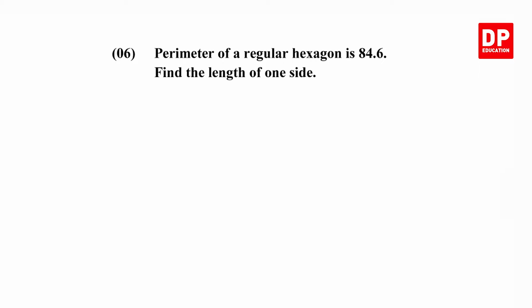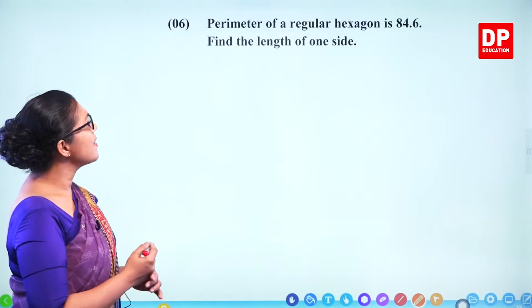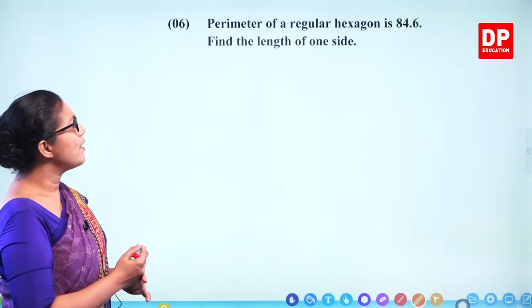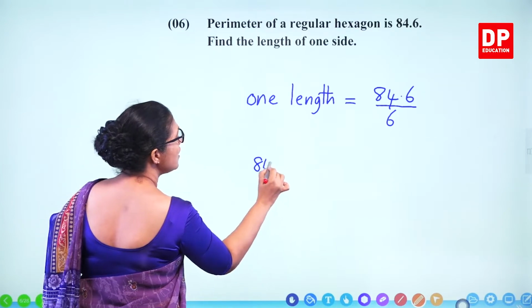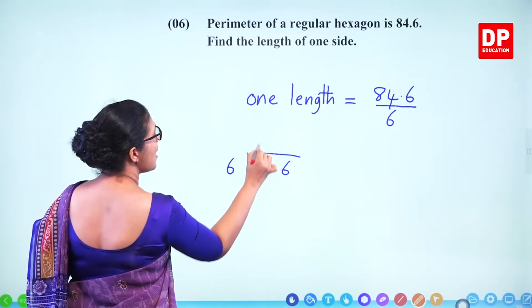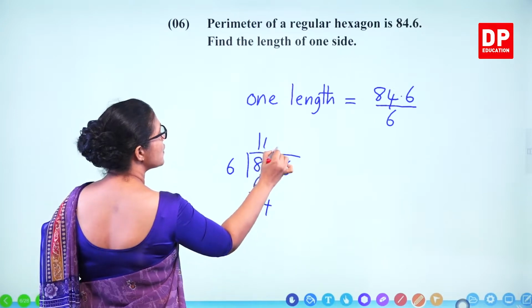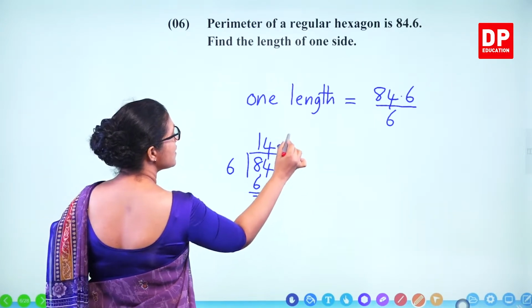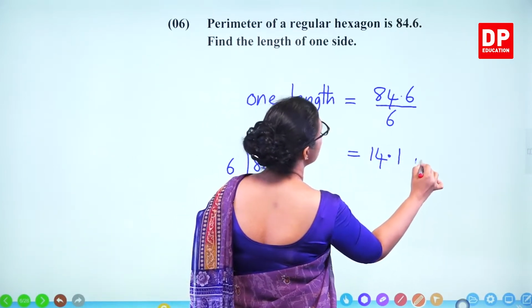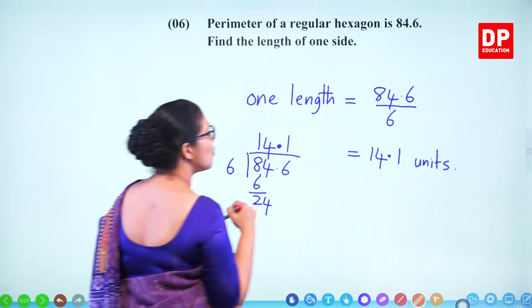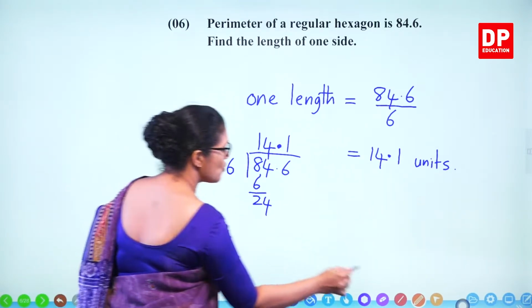Question number 6. The perimeter of a regular hexagon is 84.6. Find the length of one side. Hexagon means 6-sided polygon. How do you find one length? You just divide by 6. 84.6 divided by 6. So long division. 6 times 1, 6. For 24, that's 4. So put the decimal place. For 6, that's 1. So 14.1. Units are not given, so just write units. We don't know what the exact units are. So 2 marks for that.